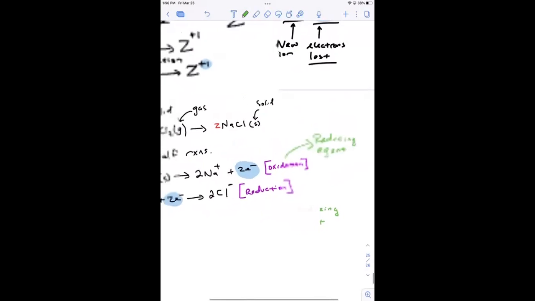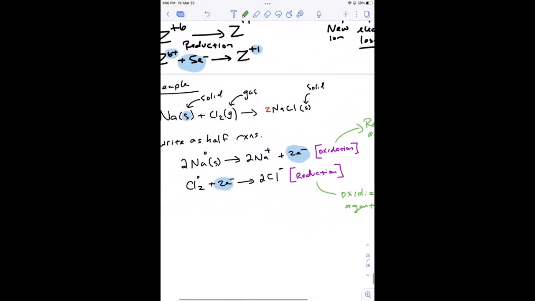So whatever electrons sodium gives away, chlorine is going to take them and get reduced. But by the same token, it's helping sodium become oxidized. So chlorine in this case, if it's the acceptor of the electrons, it's going to be the oxidizing agent. And then the sodium is going to be my reducing agent.